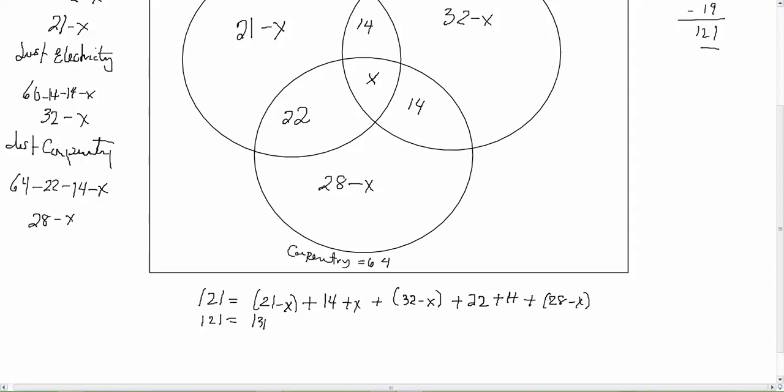Here we have subtract x plus x, so that cancels to 0, and we have subtract x and subtract x, so we're minus 2x. So now we have a simple algebra problem. We're going to subtract 131 from both sides. That leaves us with 10 on this side and negative 2x. Divide both sides by negative 2, and x is equal to 5. And so the number of students that attended all 3 sessions is 5 students.